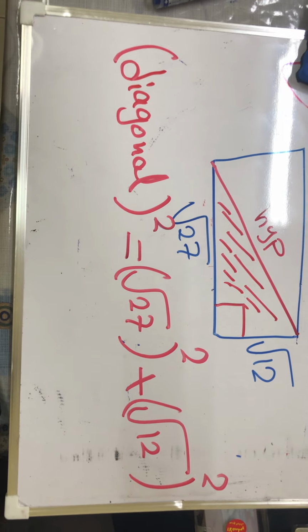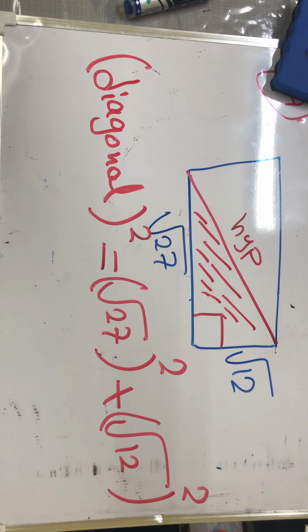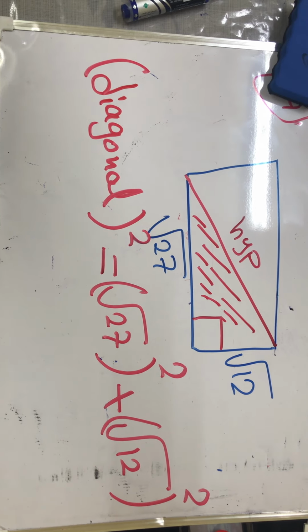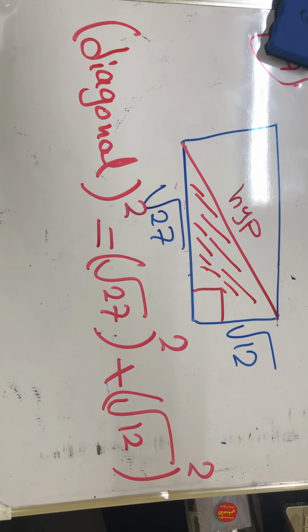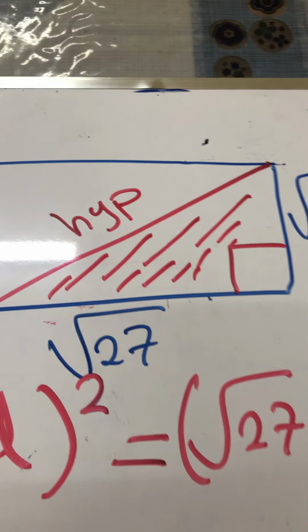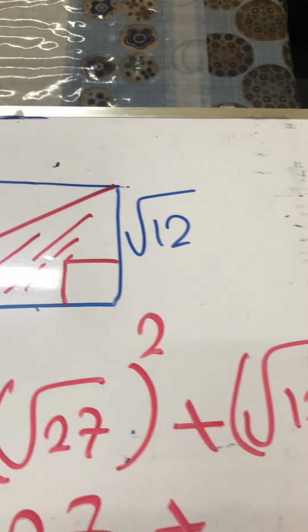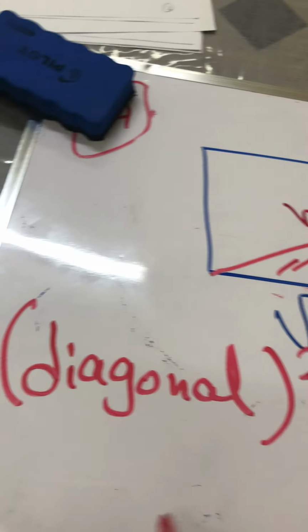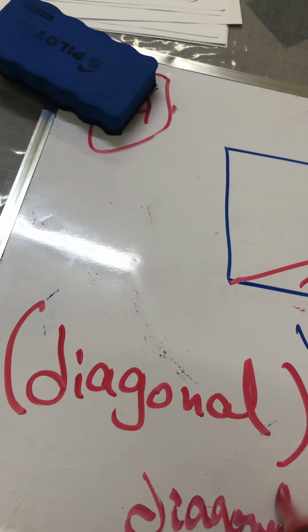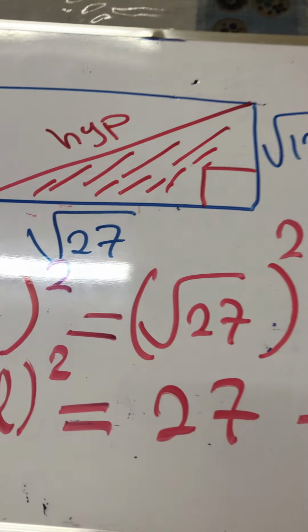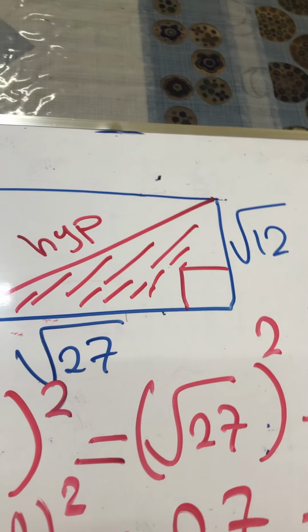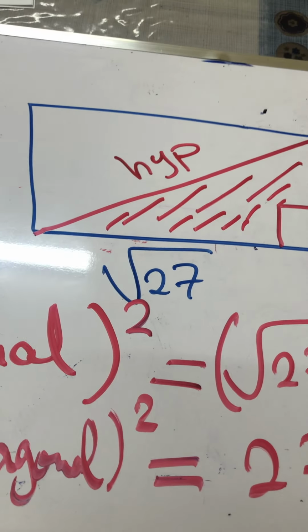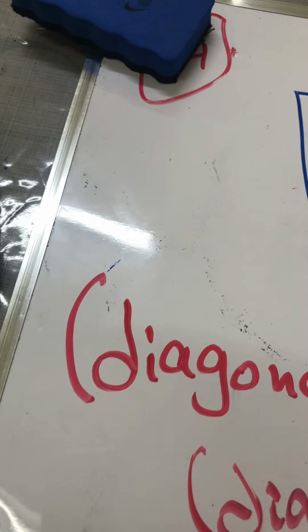According to Pythagoras theorem, to find the diagonal square, which is the hypotenuse in this red triangle, diagonal square equal square root 27 square plus square root 12 square. Okay. Square root 27 square is 27. Square root 12 square is 12. And here the diagonal square. Now I'll add 27 plus 12 equal 39. So to find the diagonal itself, I have to find the square root of this.